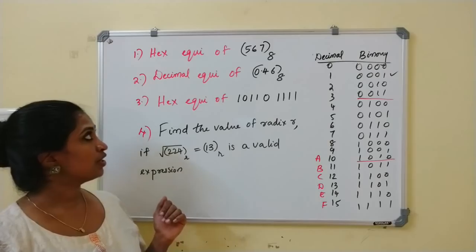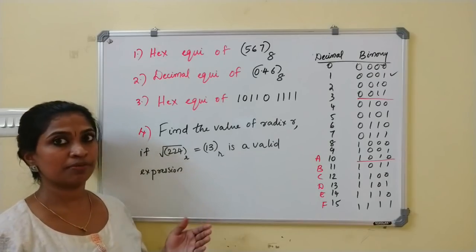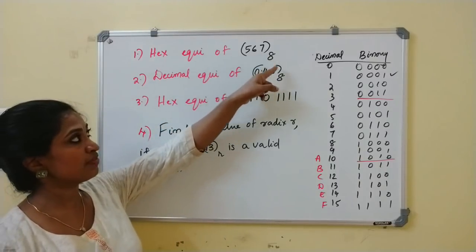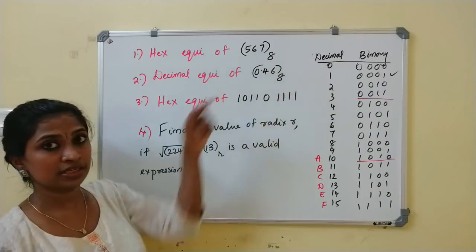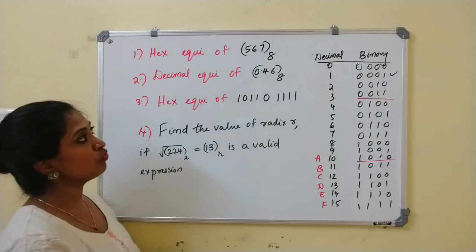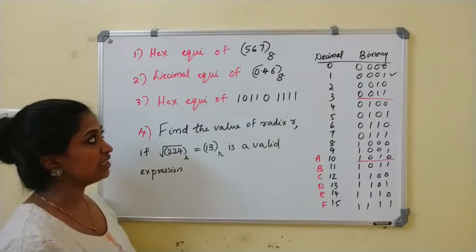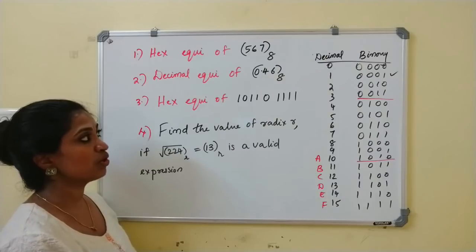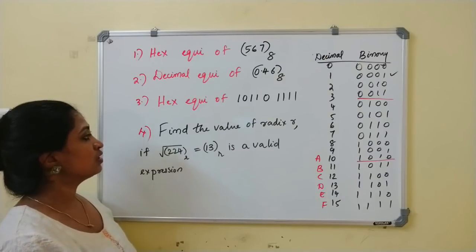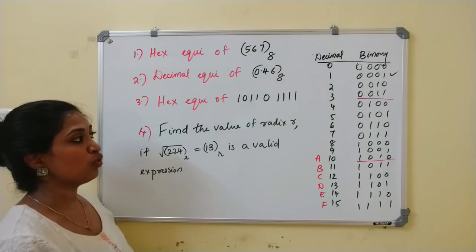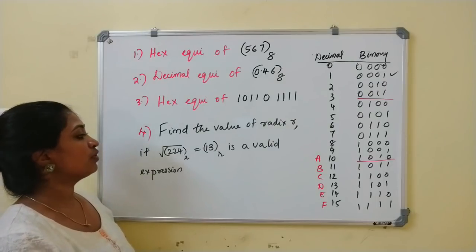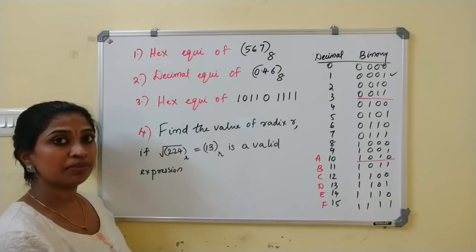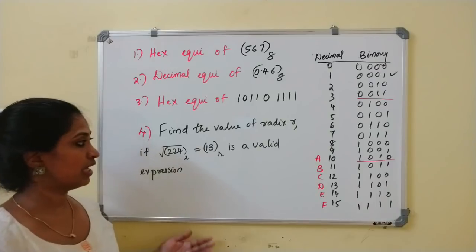Now I will give you some questions for practice and we will be solving these in the next class. If you have any doubts or suggestions, you can comment below. These are the questions. First, the hex equivalent of 567 in octal number. Second, the decimal equivalent of 0.46 to the base 8. Next is the hex equivalent of 10110111. The fourth question is: find the value of radix r if root of 224 to the base r is equal to 13 to the base r as a valid expression.